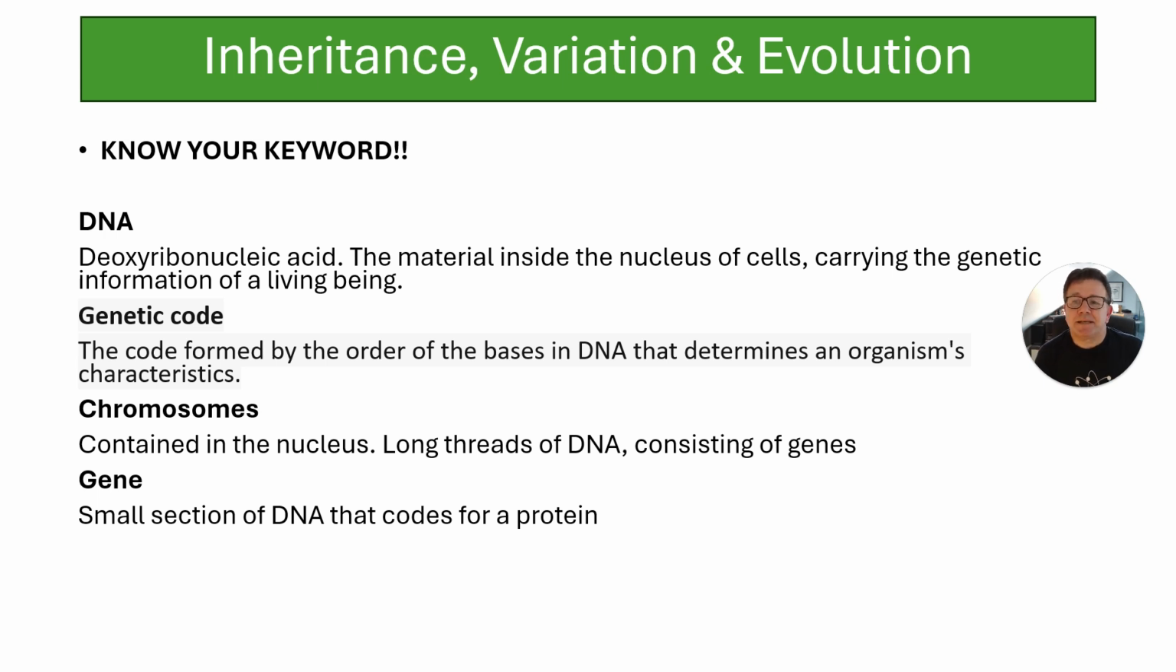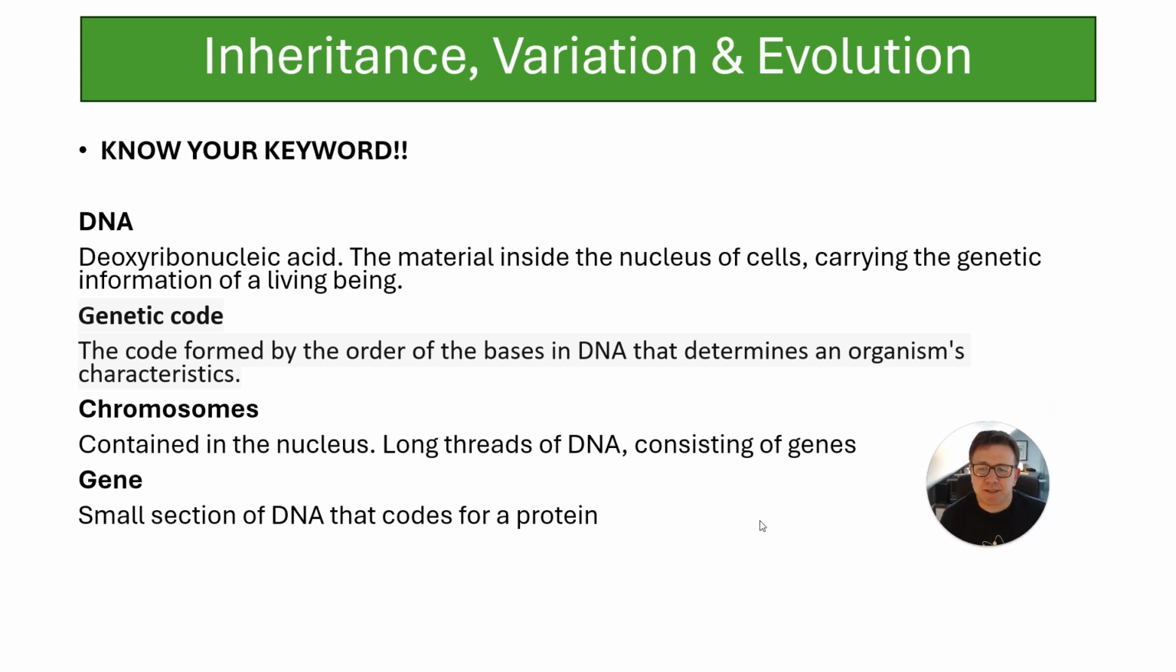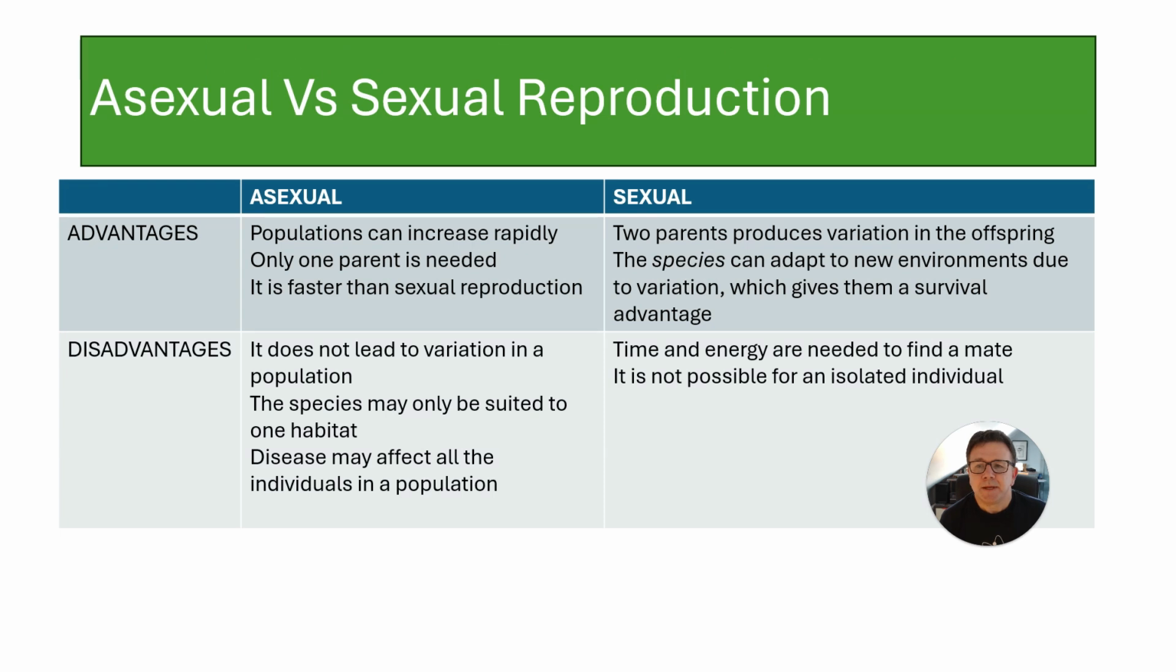Inheritance, variation and evolution, definitely know your keywords. You need to know what genes, chromosomes are, you need to be able to label where they are in a cell. Okay, DNA as well. Right, asexual versus sexual reproduction. So you revise sexual reproduction from paper 1, but they could ask you in paper 2 about it as well. I think it's worth learning those.